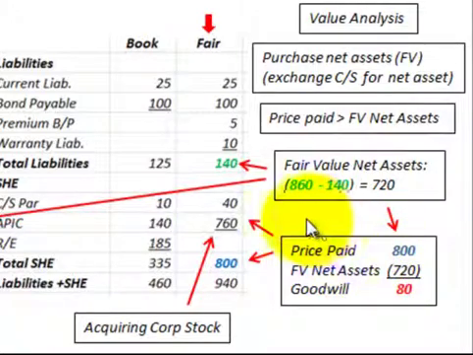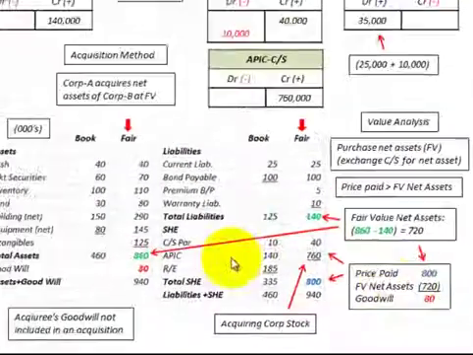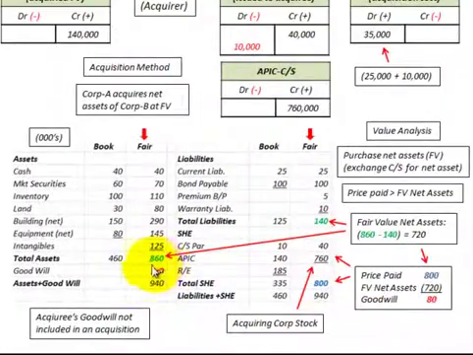To determine our goodwill, we take the price that we paid, that was the stock that we're issuing for $800,000, and then subtract the fair value of the net assets that we're receiving of $720,000. We get goodwill of $80,000. So here's our goodwill, and that's its fair value on our balance sheet.